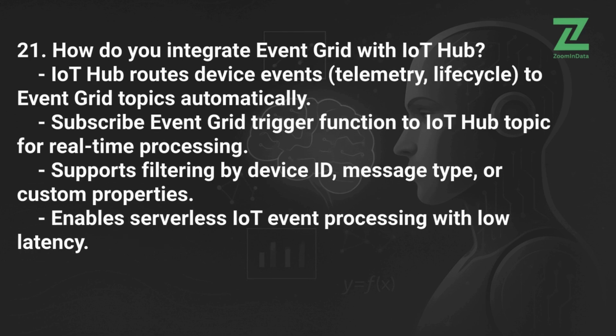21. How do you integrate Event Grid with IoT Hub? IoT Hub routes device events, telemetry, lifecycle, to Event Grid topics automatically. Subscribe Event Grid trigger function to IoT Hub topic for real-time processing. Supports filtering by device ID, message type, or custom properties. Enables serverless IoT event processing with low latency.